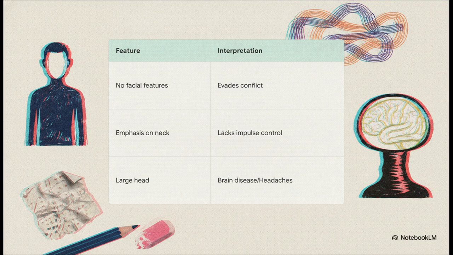If a subject completely omits facial features, it suggests they might be trying to evade a highly conflict-ridden interpersonal relationship. A heavy, graphic emphasis on the neck, that can actually suggest a lack of control over impulses. And surprisingly, drawing a disproportionately large head might suggest an organic brain disease or a really deep preoccupation with headaches. It is just incredible how much a seemingly simple drawing can reveal.